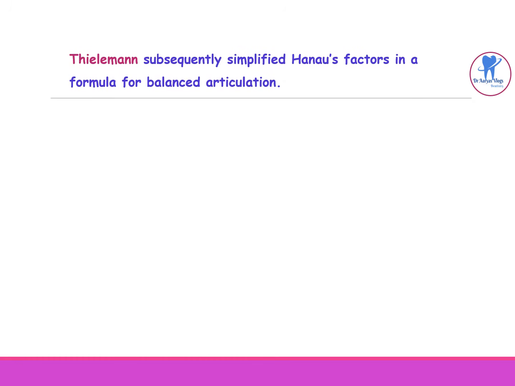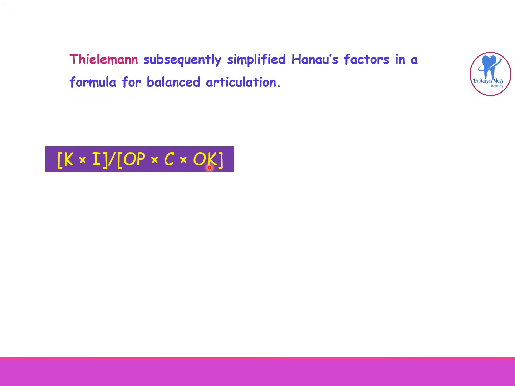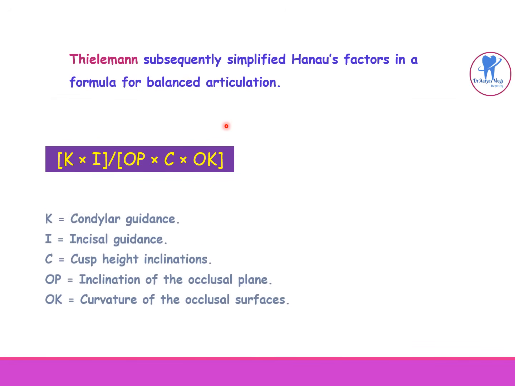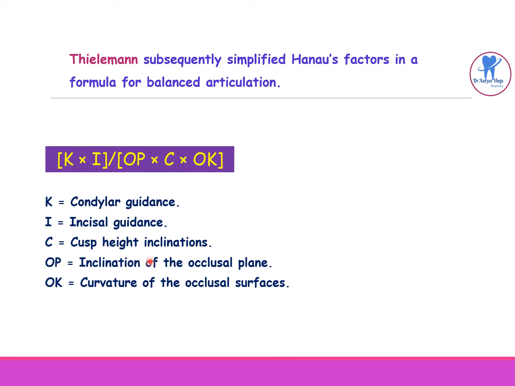Thielman subsequently simplified Hanau's factors in a formula for balanced articulation. So that formula is K into I by OP into C into OK. What do these terms refer to? K is condylar guidance, I is incisal guidance, C is cusp height inclinations, OP is the inclination of the occlusal plane, and OK is the curvature of the occlusal surfaces. So that is the Thielman's formula.